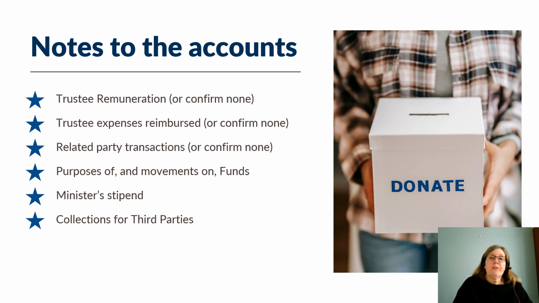It's worth noting that for trustees' remuneration and expenses and for transactions with related parties, you have to disclose anything that's happened in the year, but you also have to confirm that nothing has happened if that's the case. That's quite unusual in accounts. Usually, if something doesn't apply, you just ignore it. But OSCR see these areas as so important for charities that they require the negative confirmations to be included if appropriate.